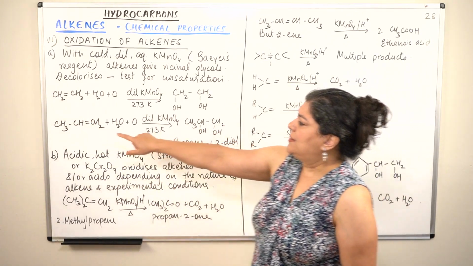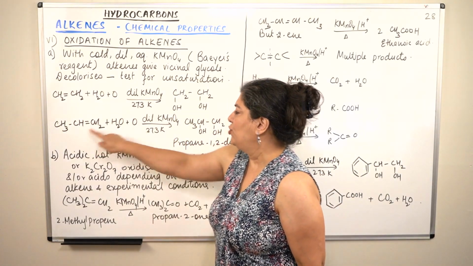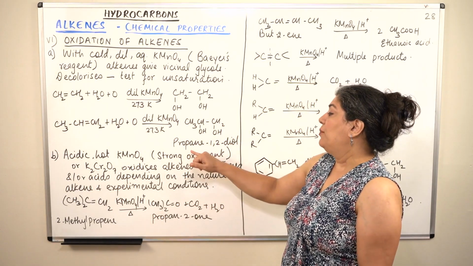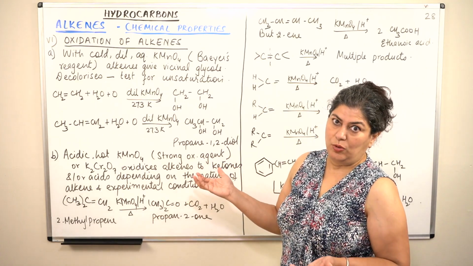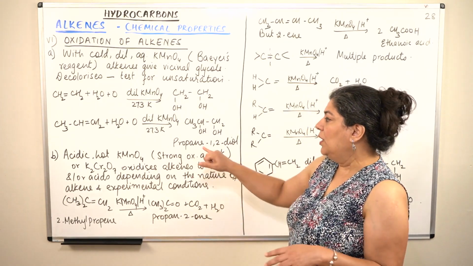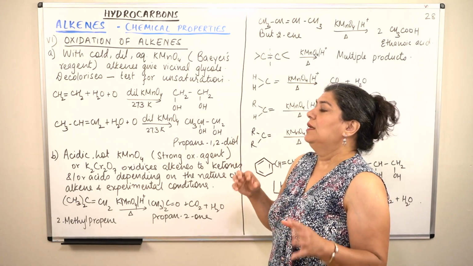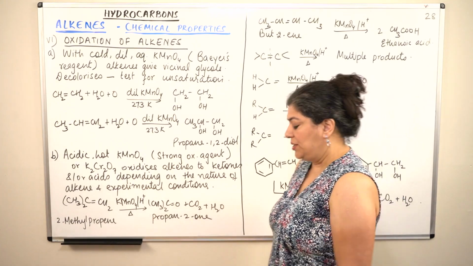So the CH3CH remains as such, and to this CH you get an OH group, and to the CH2 you get the second OH group, which is propane 1,2-diol, which is a vicinal glycol again. So vicinal diols are what you get here with Bayer's reagent.